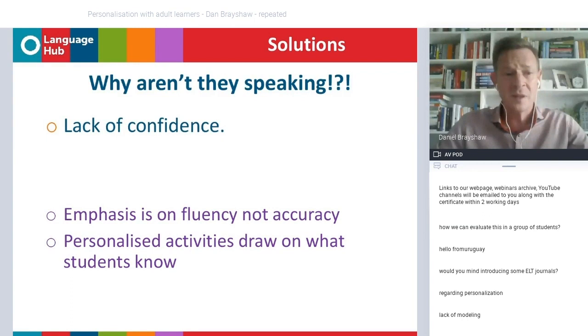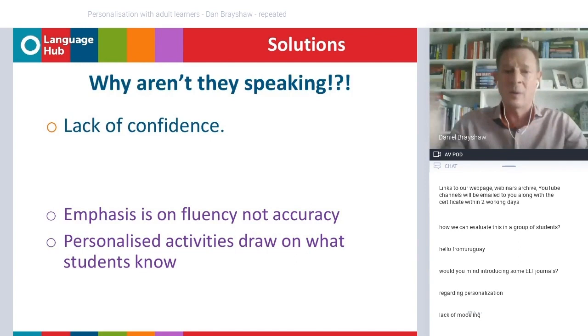What else can go wrong? Perhaps the students are lacking in confidence. It may be difficult for us to do something about this in some cases, because it may just be a facet of someone's personality. However, I think one thing that we need to get across to our students is that there are times in the lesson when we're very interested in accuracy, but there are also times in the lesson when fluency is the goal.